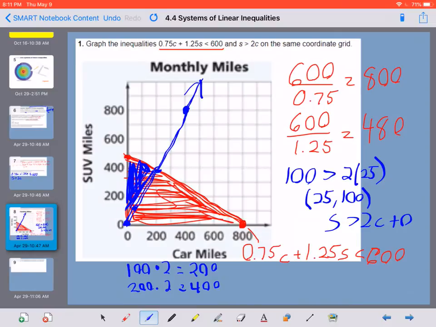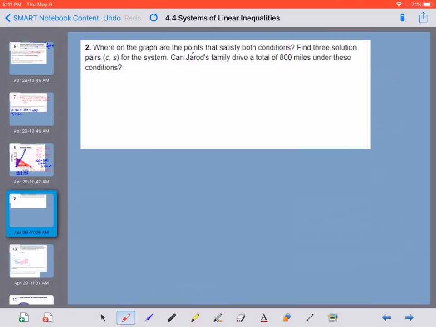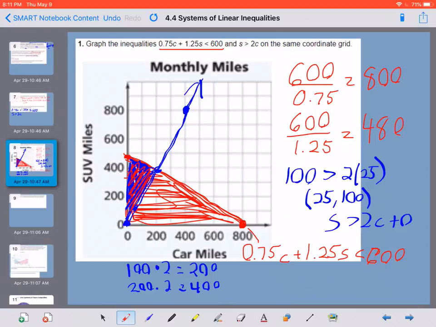So if you notice, what just happened was that 2 of our regions combined, and we now have a region that's going to satisfy both of our inequalities. So where on the graph are the points that satisfy both equations? Well, it's in our region where both of our regions overlap.